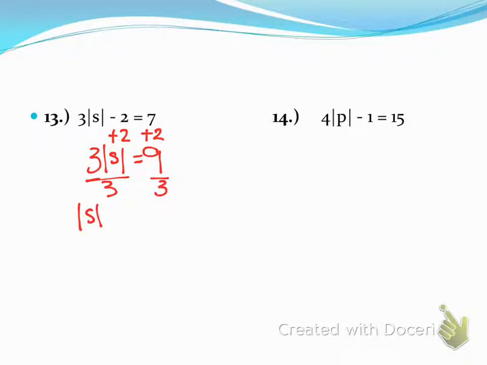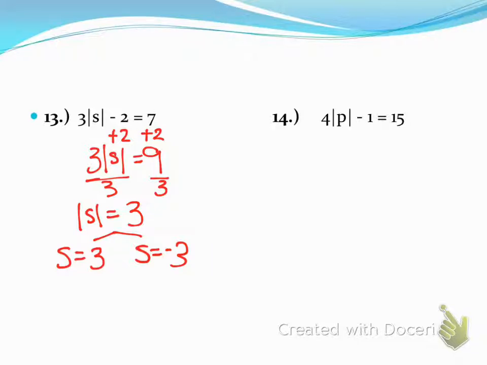So this gives us the absolute value of S equals 3. Now are the bars alone? Is there anything outside the bars but an equal sign? No. So the bars are alone. We split it up. This one turns out to be pretty easy here. What do we get? S equals 3. And S equals -3.